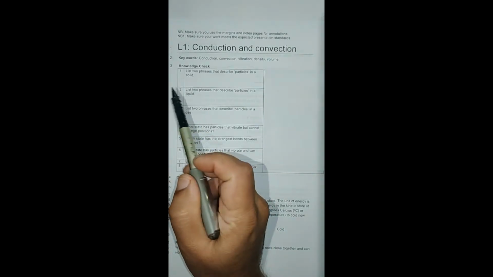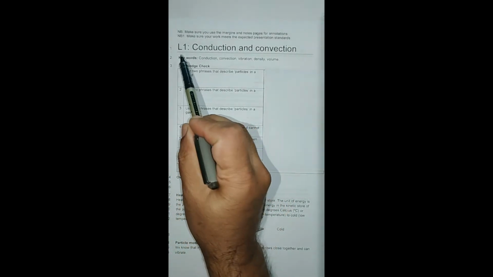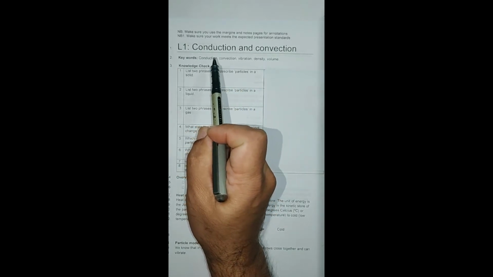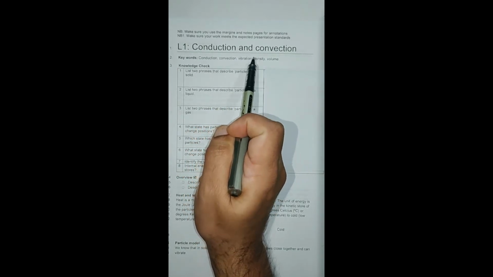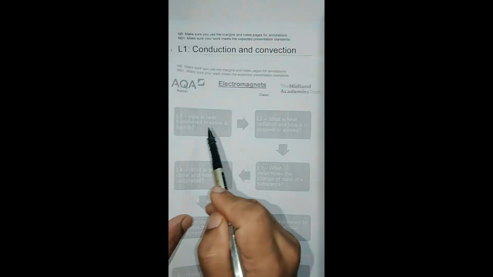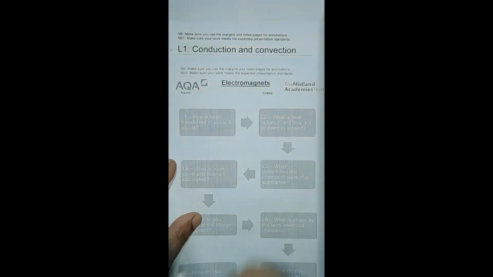Hello and welcome to the first lesson of the electromagnetics booklet, lesson 1, conduction and convection. The key words for this lesson are conduction, convection, vibration, density and volume. The key question for this lesson is, how is heat transferred in solids and liquids?